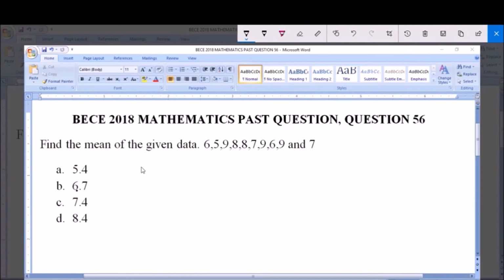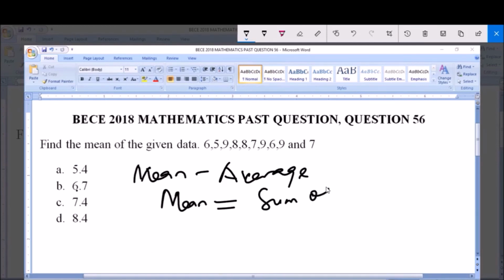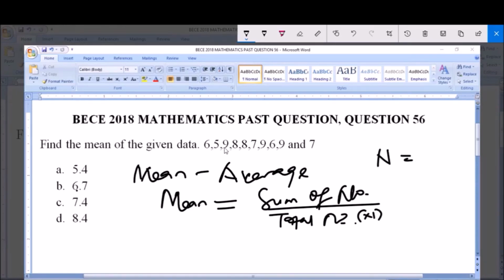And like we know, mean simply means average. When you hear the word mean, it simply means average. So to find the average of these numbers, what do we do? We definitely sum up these numbers and divide it by the total number of the numbers, that is, sum of numbers all over the total number of these numbers. And this total number is usually expressed as n, and n from here is equal to 1, 2, 3, 4, 5, 6, 7, 8, 9, and 10. So n is equal to 10.